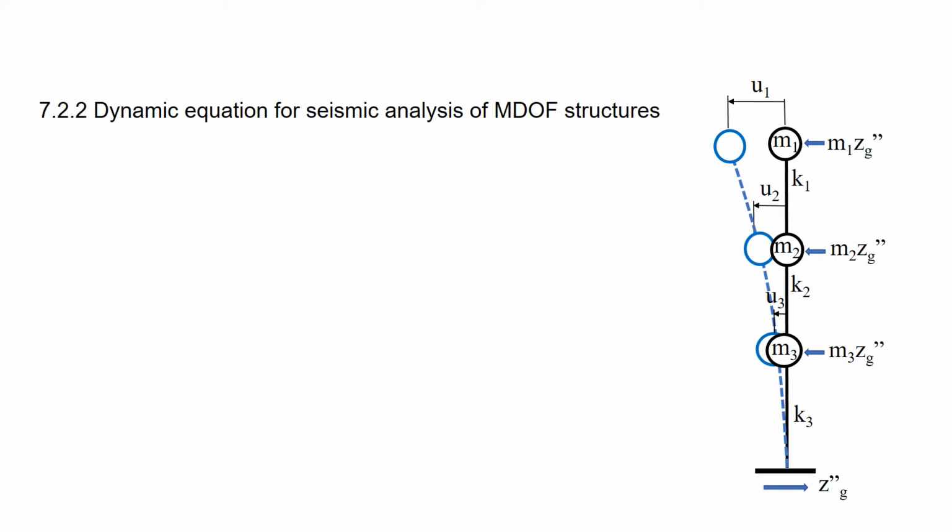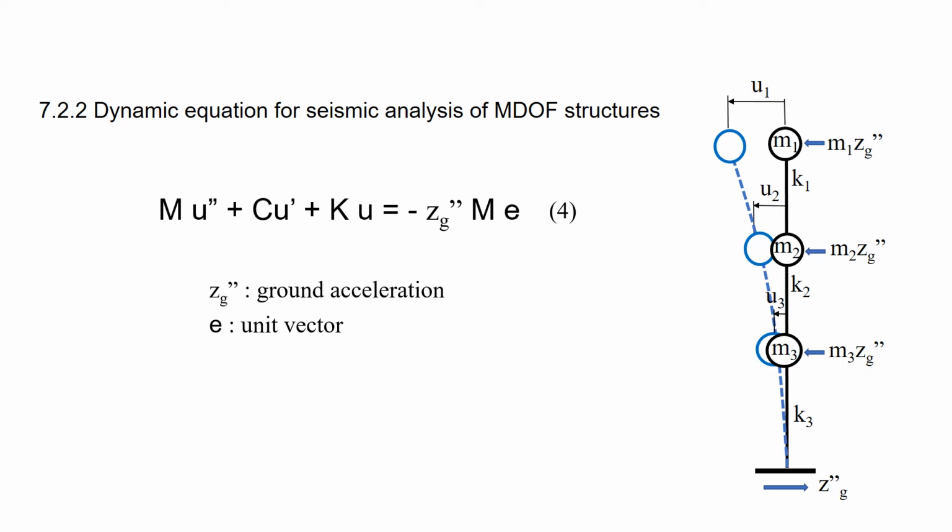7.2.2 Dynamic equation for seismic analysis of MDOF structures. For seismic analysis of MDOF structures shown in this figure, dynamic equation of matrix form can be expressed by equation 4. The right side of this equation is the seismic forces which work at each node with mzg2', where zg2' is the ground acceleration and E is the unit vector.